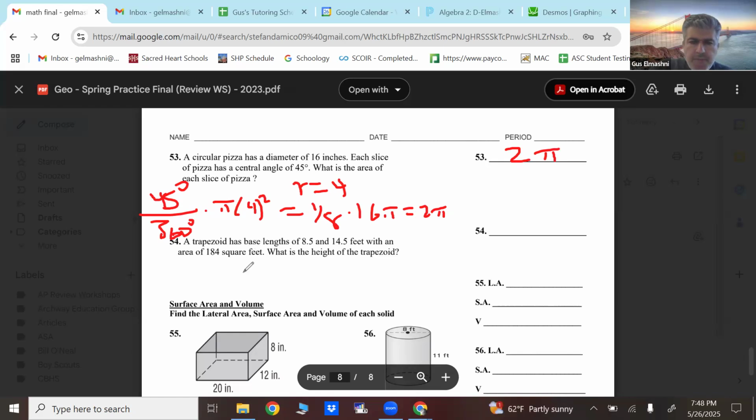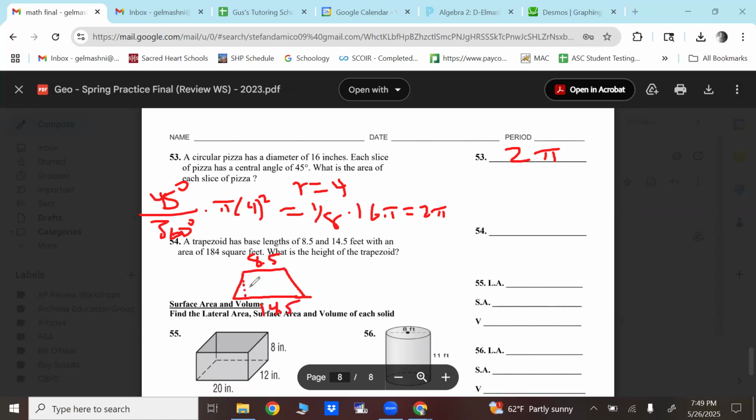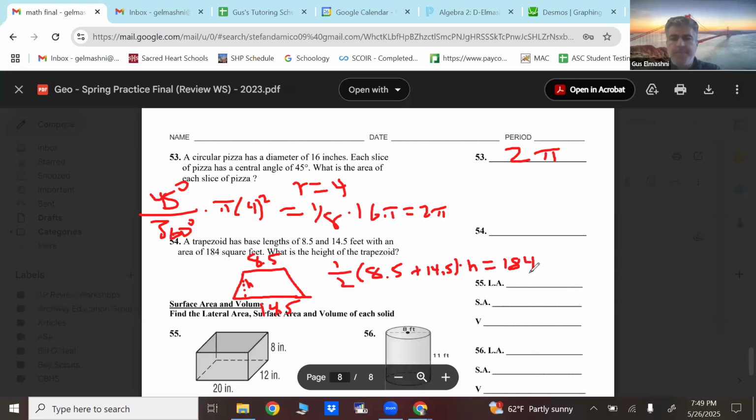For 54, you want the height. So 1/2. You should get 16 for the height if you work that out. Okay, keep moving.